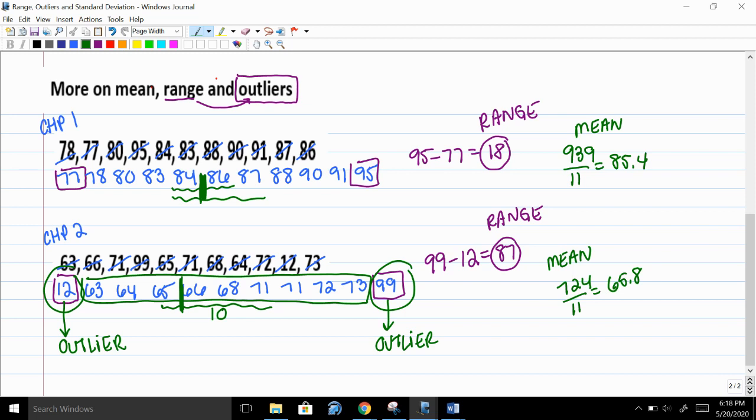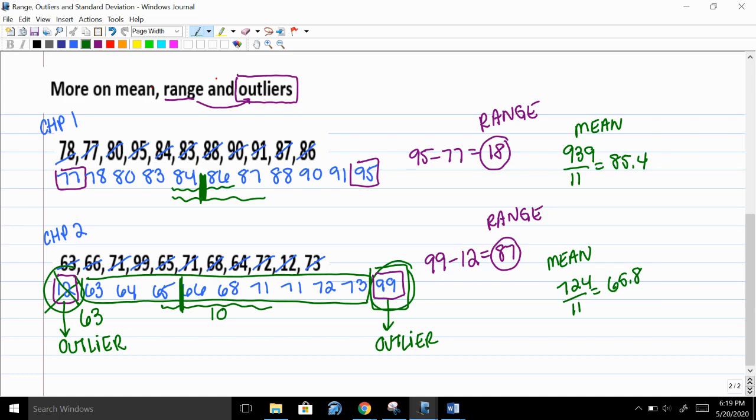If you were to take away one of those two outliers, let's say this person did not get a 12, and instead they also got a 63. Now your average is going to be pulled up a little bit, because this one person that got the 99 is making the class look a little bit better than they actually are. Most people got somewhere between a 63 and a 73. That 99 is going to pull that mean up, so instead of being 65.8, it might be somewhere in the low 70s. It's going to drag it up.